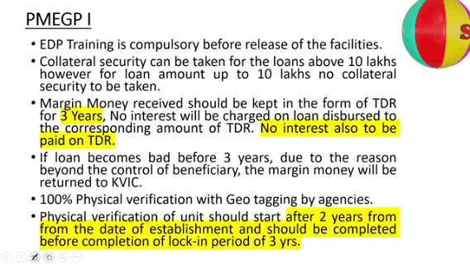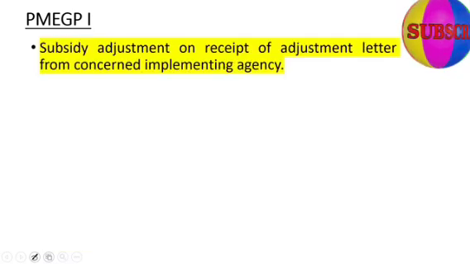Okay. Then subsidy adjustment is done on receipt of the adjustment letter from the concerned implementing agency only. Even after 3 years have completed, if we have not received the letter for adjustment, we cannot adjust the subsidy. That is mandatory. That subsidy adjustment letter is compulsory.